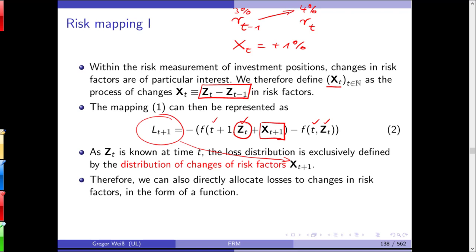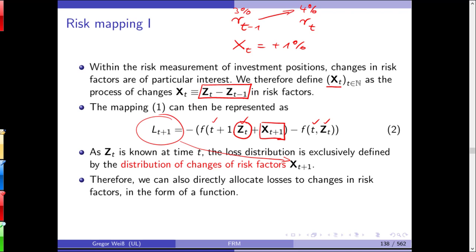And this makes it a little bit easier to think about risk modeling. We only need to look for the changes in the risk factors, and this is why everyone in risk management is concerned and interested in the future changes of interest rates, of market values, of market indexes, of exchange rates, etc. And we need to forecast these changes in order to calculate the losses.